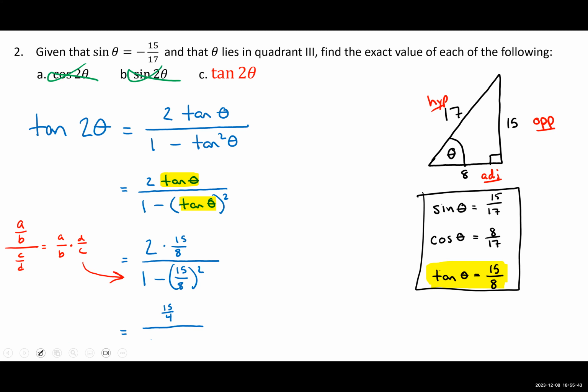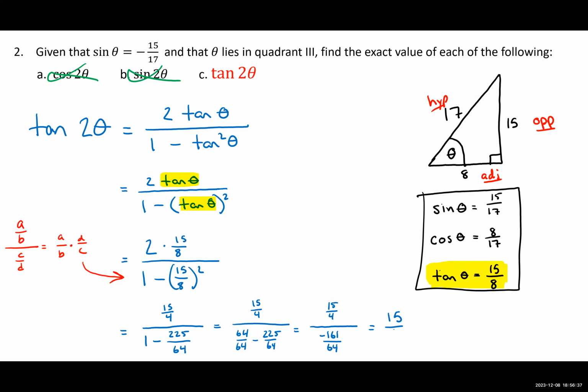All right, so 15 over 4 on top. We've got 1 minus, well, we got to square this. 15 squared, so 15 times 15 is 225. 8 times 8 is 64. Okay, so that becomes 15 over 4 on top. Let's get a common denominator, so 64 over 64 minus 225 over 64. So that's 15 over 4, all divided by, let's see, 64 minus 225, I think that would be negative 161 over 64. We're almost there.